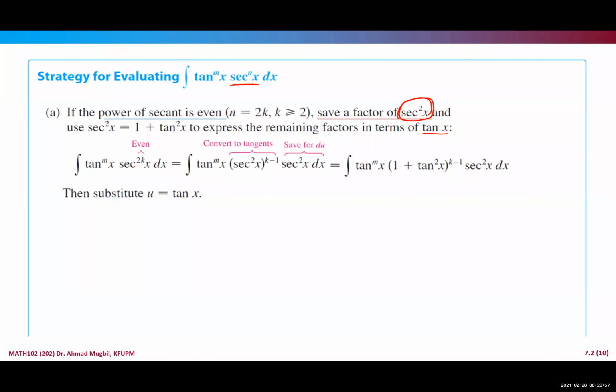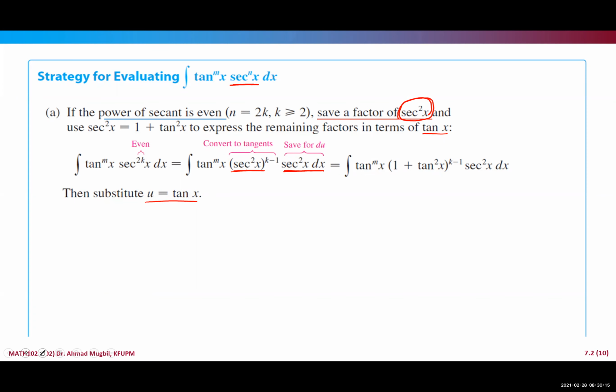So the plan is here. If the power of secant is even, save secant squared as a factor for du, and then convert the rest to tangent, and you use the substitution after that.